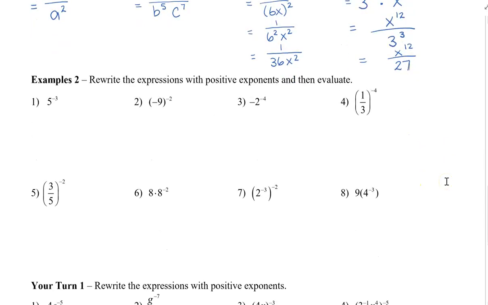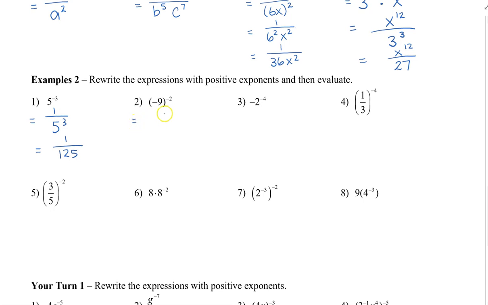All right, let's try some questions where they are all numerical, and we also have to evaluate afterwards. So first one, nice straightforward one. We're going to write this as 1 divided by 5 cubed. So when we move the 5 to the denominator, the exponent becomes positive. So now we have 1 divided by, and 5 cubed is 125.